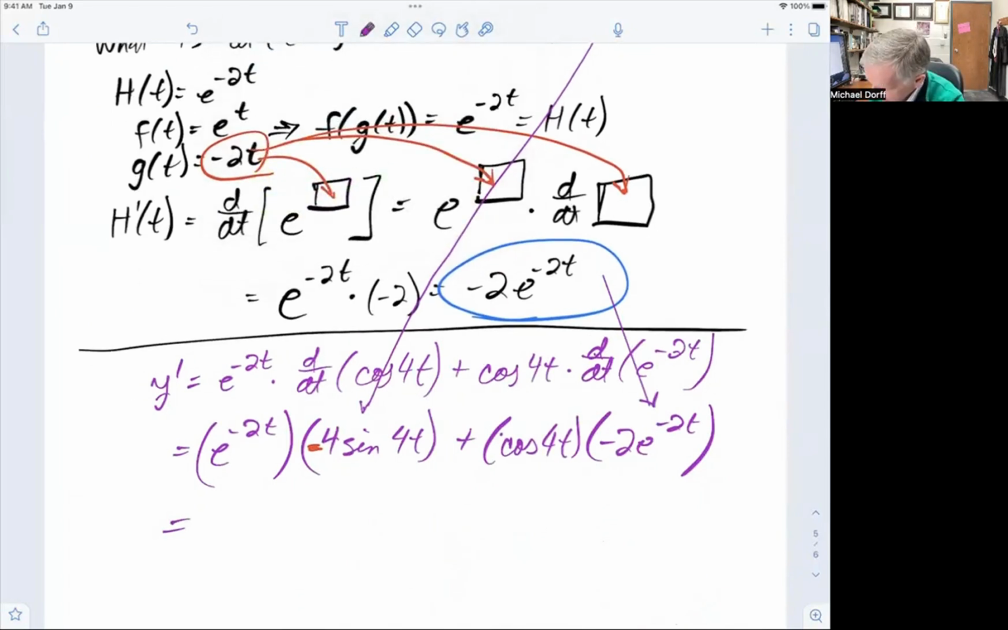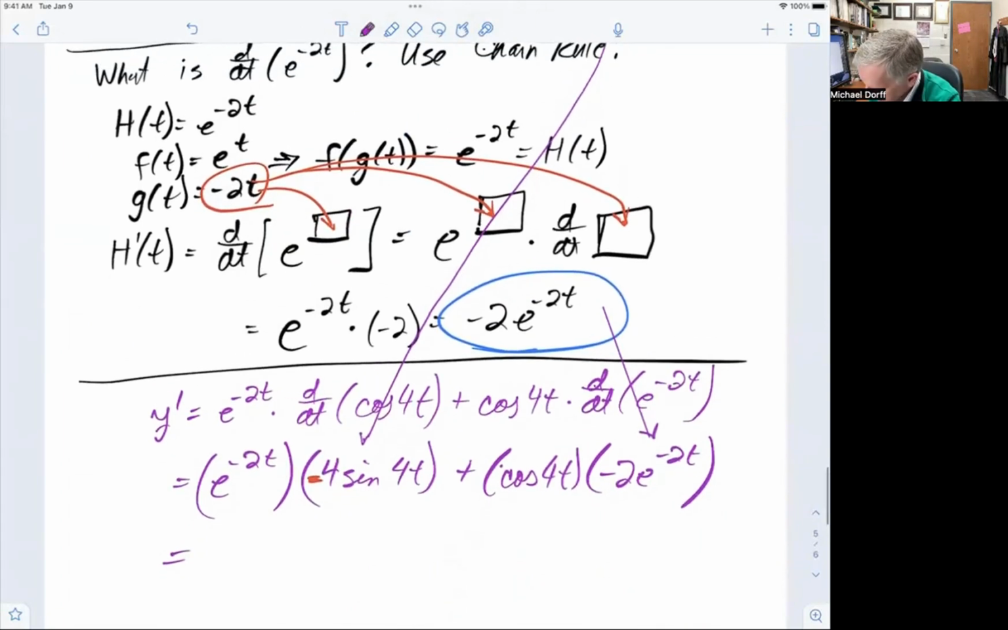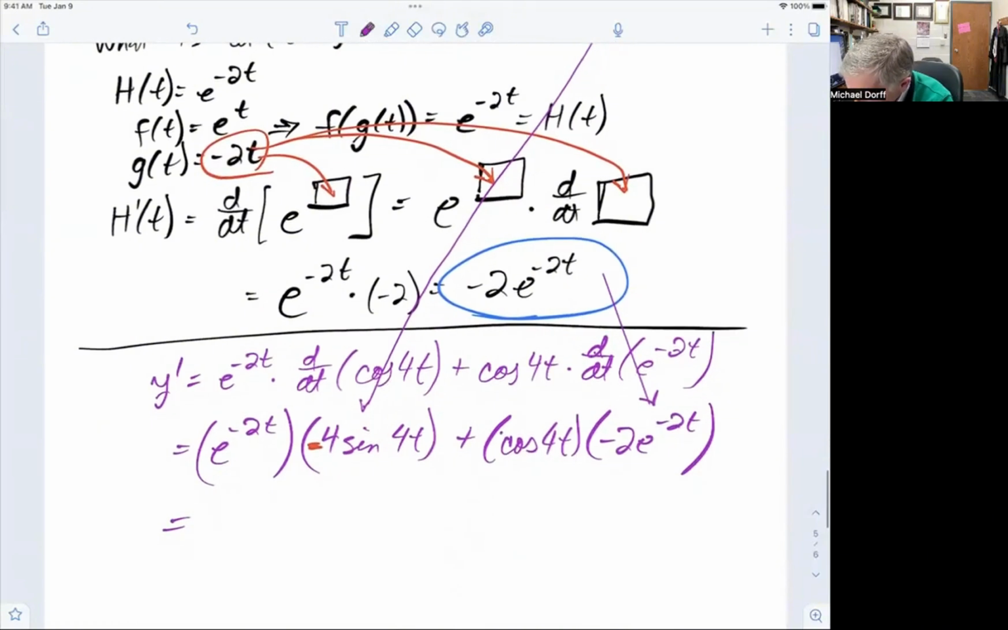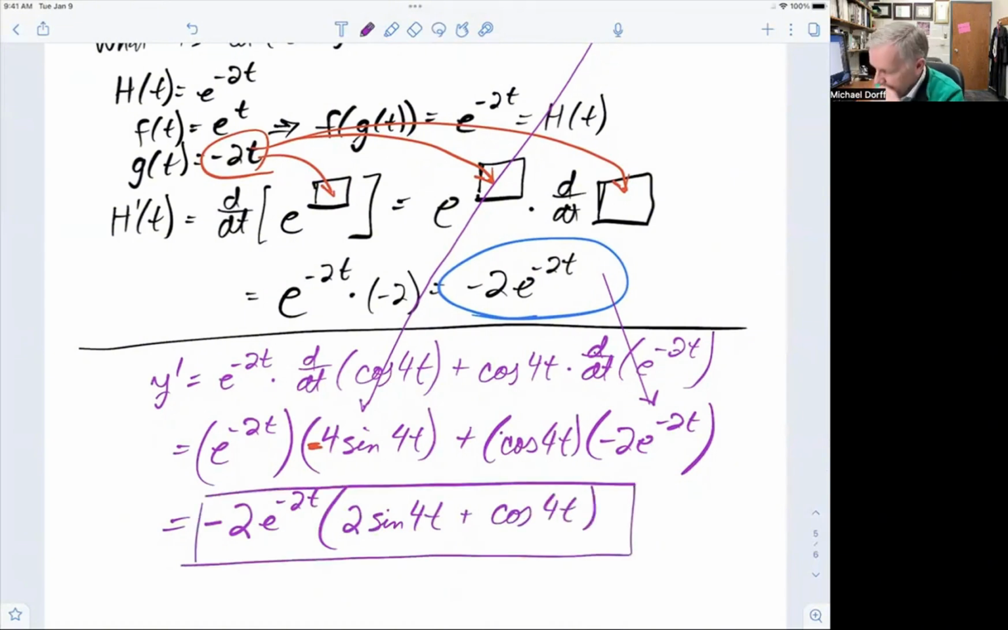And now when I look at this, I can say, oh, well, let's see. There's something in common here that I can bring out. I can bring out a -2 e to the -2t, because the part before the plus has a -2 e to the -2t, and the part after the plus also has that. And so when I do that, I end up with a 2 sine 4t plus cosine 4t. And that would be an answer probably you would see in the back of the book, because you'd be factoring that out.